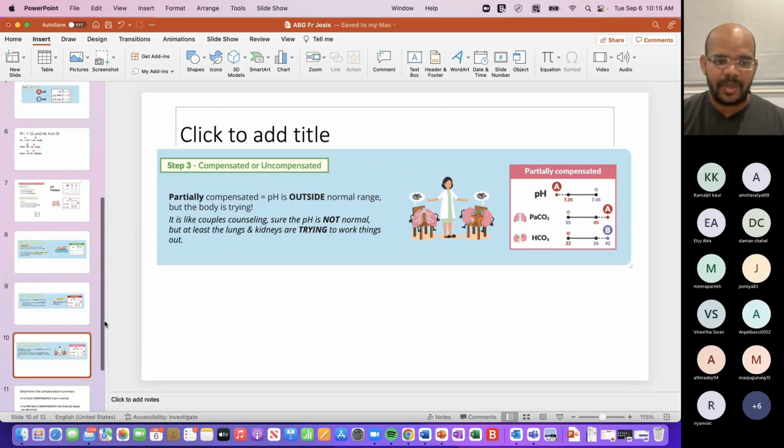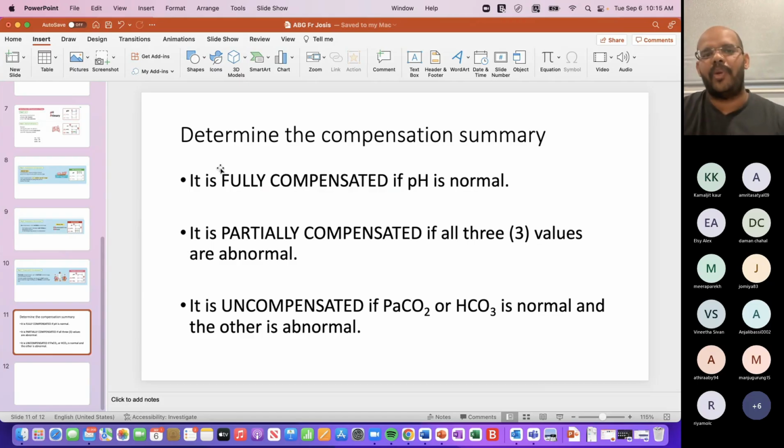If you are finding it difficult to understand, this chart will help you. It is fully compensated if the pH is normal. If you find the pH is normal, then it means it is fully compensated. It is partially compensated if all three values are abnormal. I told you, one value is causing the pH to be abnormal and another value is trying to compensate. So that is why you have all three values abnormal.